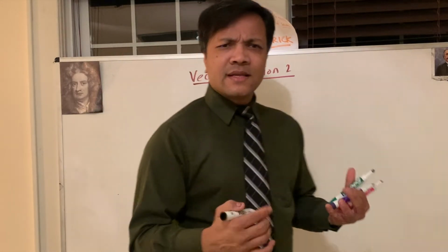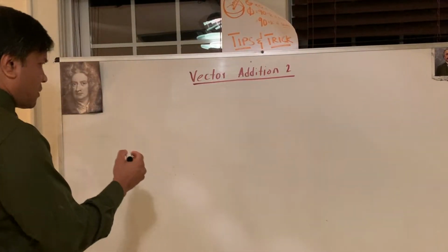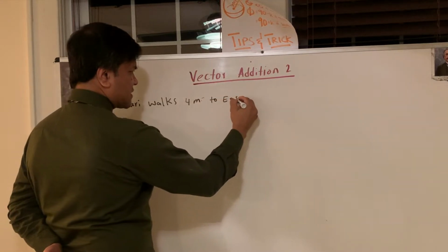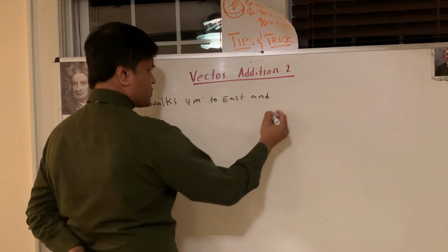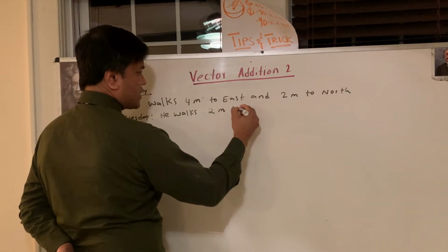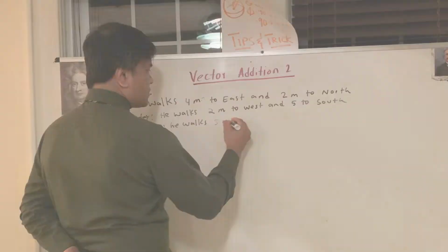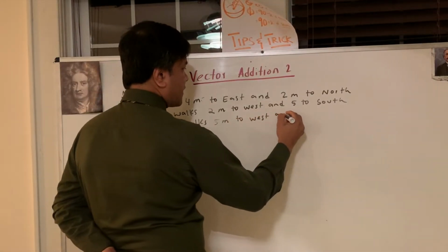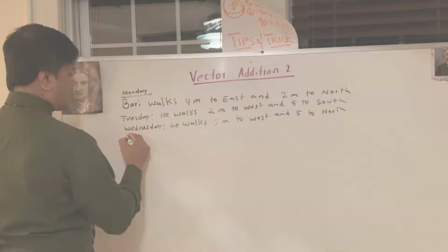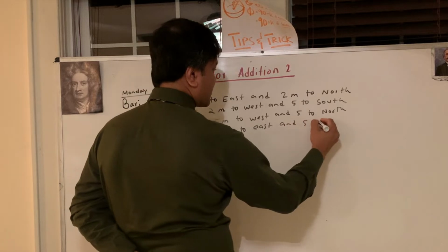Today I'm going to show you another example of a vector addition. So let's get started. Let me write down the problem. 4 meter to east and 2 meter to the north. 2 meter to west and 5 meter to south. 5 meter to west and 5 meter to north. And finally on Thursday, 1 meter to east and 5 meter to south.